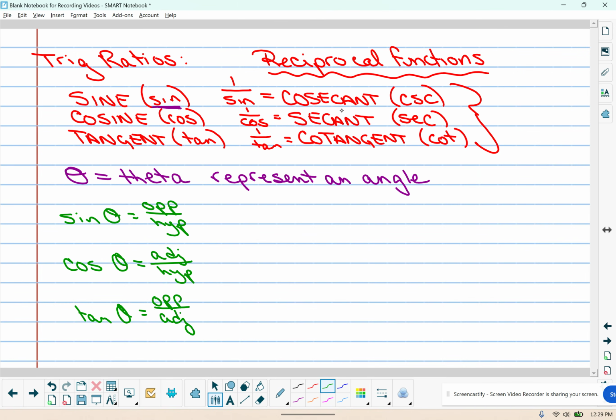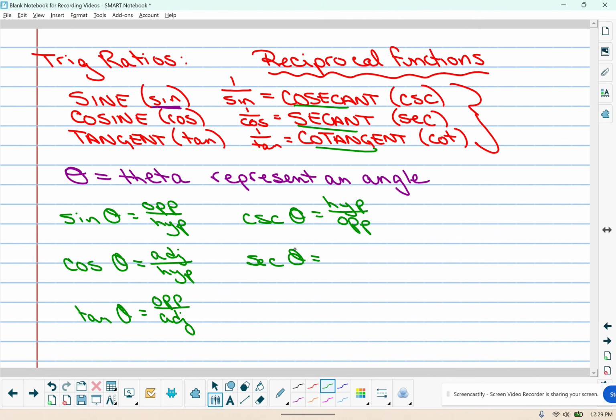So if these three are the reciprocal functions, then cosecant of theta is the flipped over fraction here. So it's hypotenuse over opposite. And secant, oh, my dogs are trying to bark at each other.